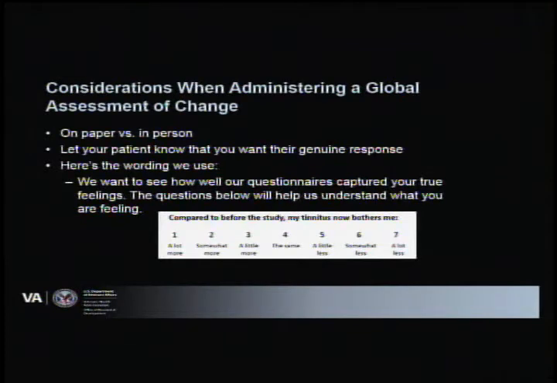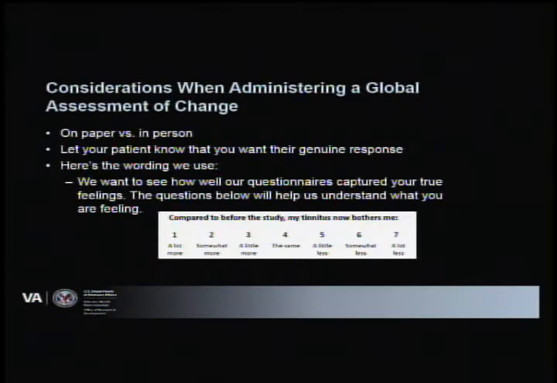Also, it's great to just directly tell your patient you really want to know what they're thinking. I mean, the wording we use is, we want to see how well our questionnaire captured your true feelings. The question below will help us understand what you're feeling. Those are the written instructions we give with this instrument.